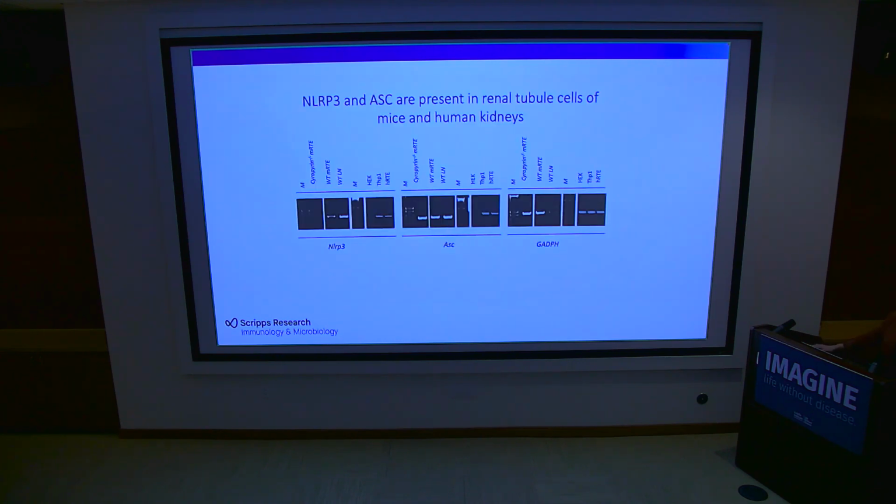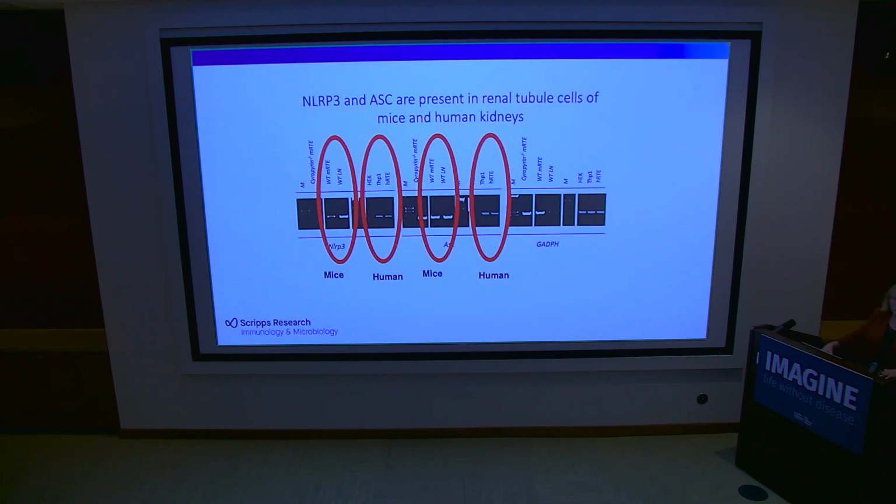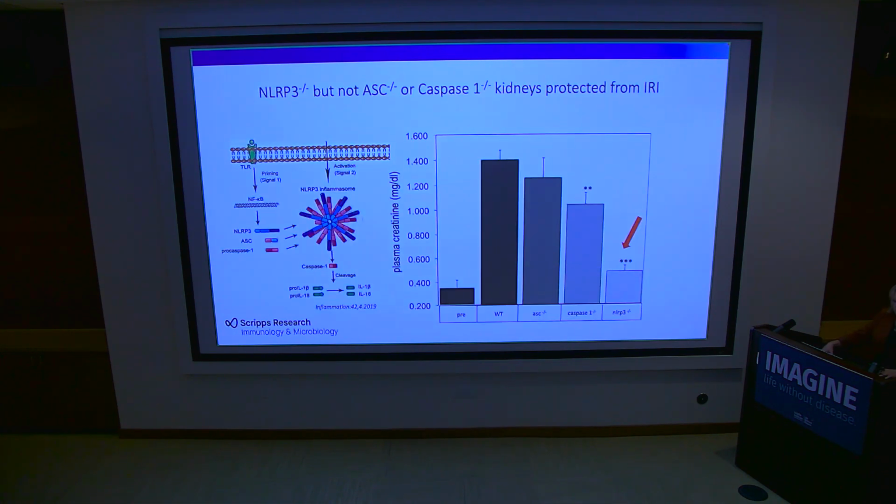And the first question we asked is whether NLRP3 and ASC, which is necessary for forming the inflammasome complex, were present even in human renal tubular epithelial cells. And indeed they are in mouse, and they are indeed in human. So we had another target that we could potentially look at. And went back to our mouse models and found that, interestingly, NLRP3, but not caspase 1 or ASC knockout kidneys were highly protected from ischemic injury.